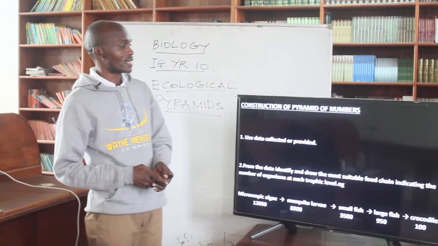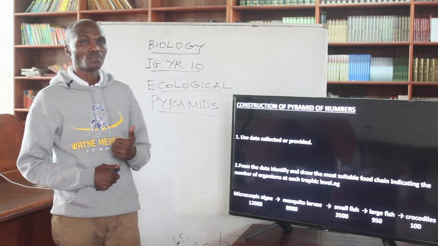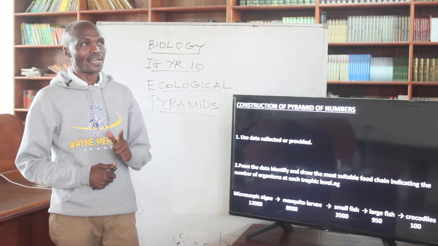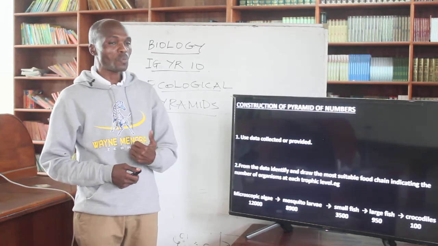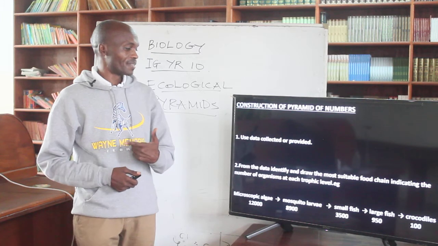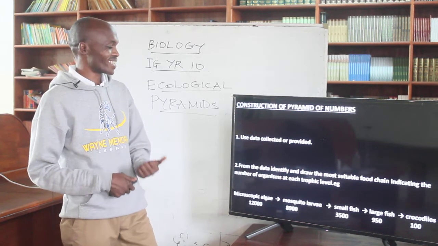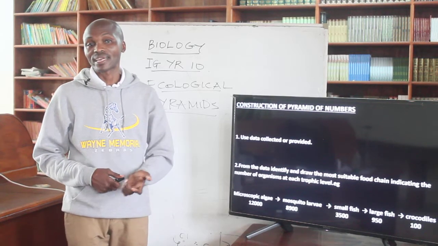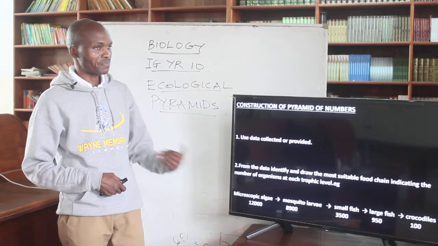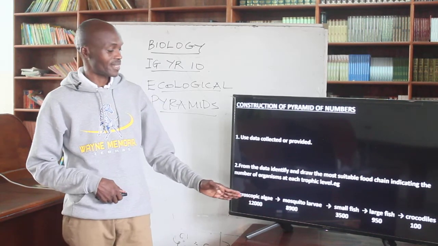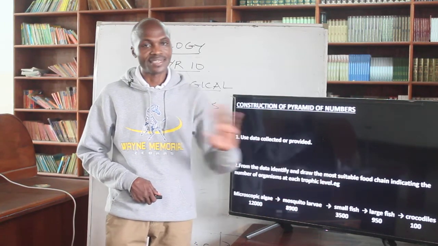How do you construct a pyramid of numbers? There are a few steps that you need to undertake. Number one, you need to use the data that is collected. You either collect your data or you are provided with the data. Number two, from the data provided, you need to draw the most suitable food chain, indicating the number of organisms at each trophic level. For example, you could be given a food chain in an ecosystem that has microscopic algae, mosquito larvae, small fish, large fish, and the crocodiles.